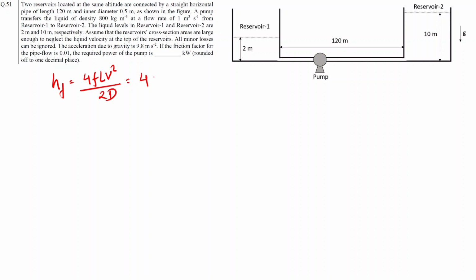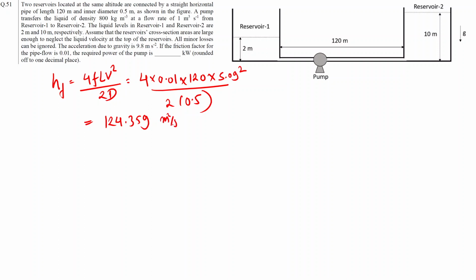The value of F we have been given as 0.01. Length of the pipe is 120 meter. Velocity we have calculated as 5.09, upon 2 times diameter. Diameter of the pipe is 0.5 meter. So again we can solve this, and the friction loss we will be getting is 124.359. You can check the units and it will be meter square per second square. Now we can replace this HF in the earlier Bernoulli's equation.